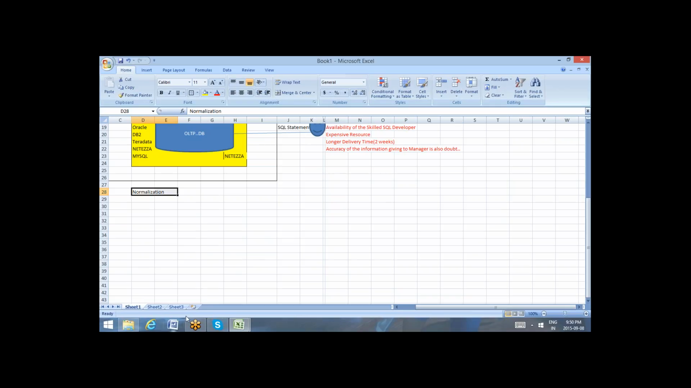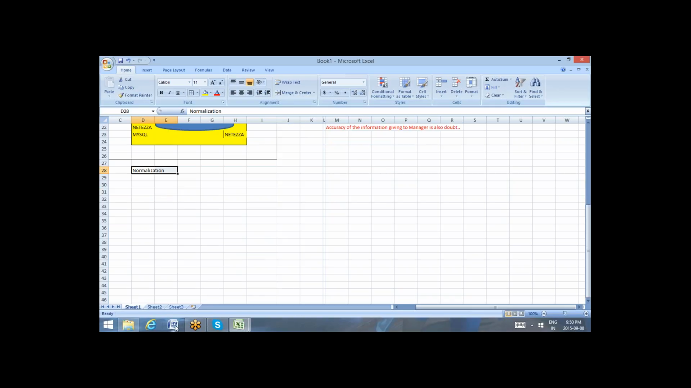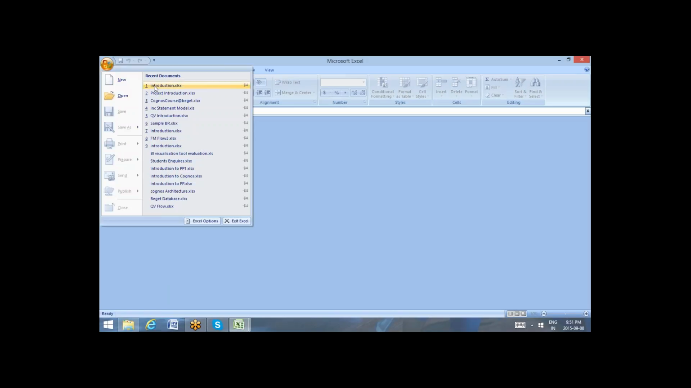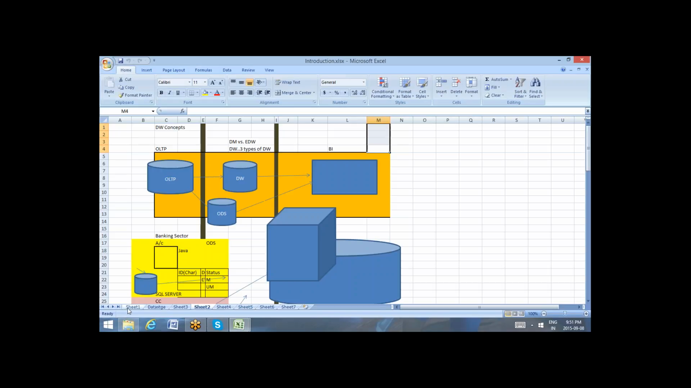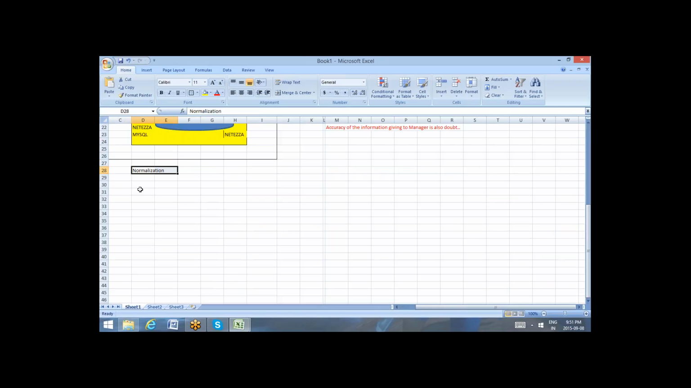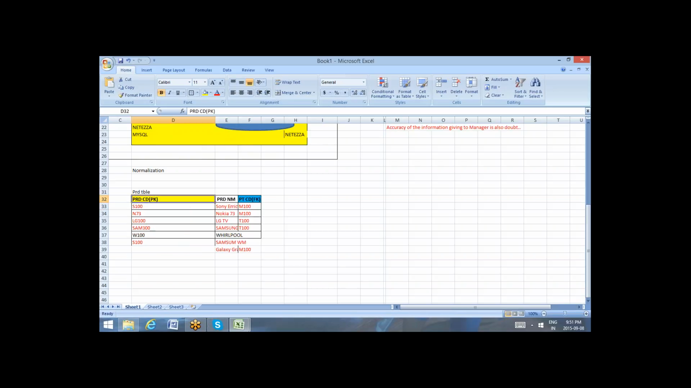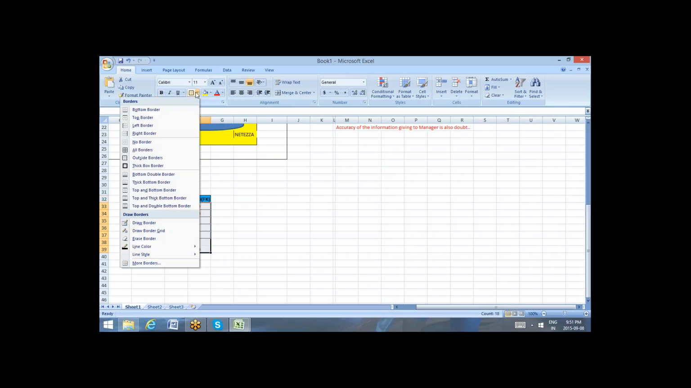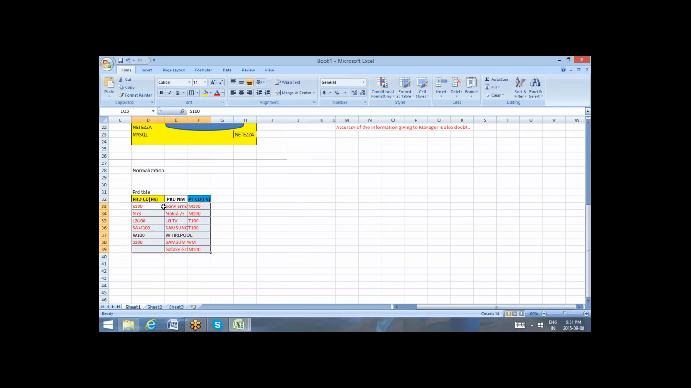If you want to understand what normalization means, assume this particular company is trying to sell products. To maintain the list of products we are selling, they are stored in one table called the product table. These are the list of products we are selling, so all the products available in this company are maintained in one table.